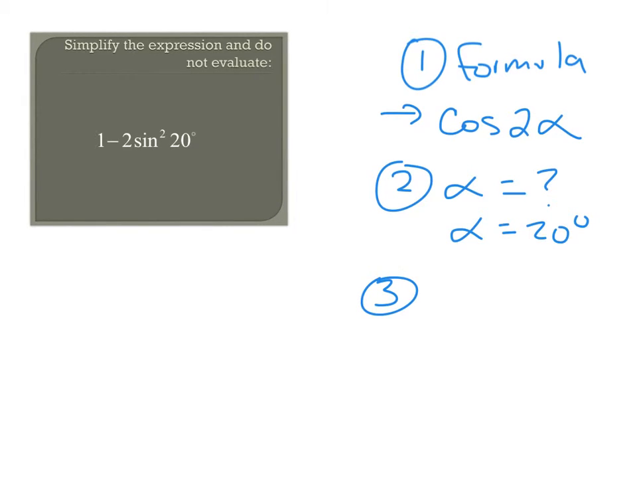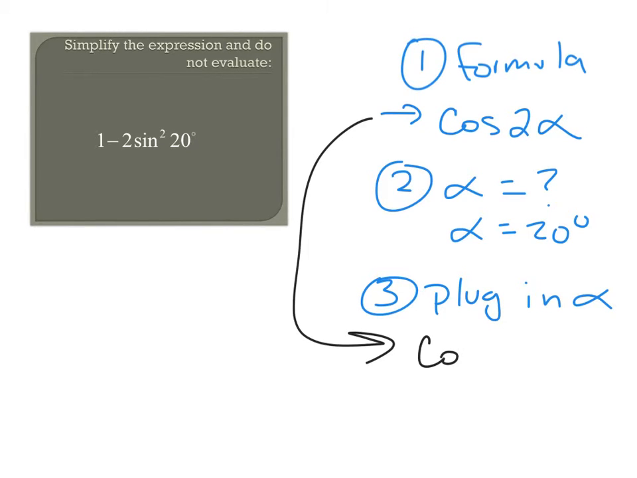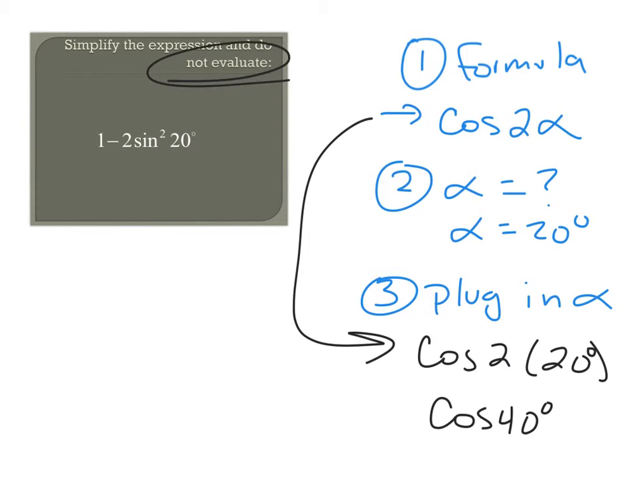Step 3: plug in theta, or alpha. So cosine of 2 times alpha, which is 20 degrees, and so this is cosine of 40 degrees. It says do not evaluate in the problem, and I can't evaluate it without a calculator, and that's our guide that says, okay, I'm done, that's my final answer. This is just a basic manipulation of going from one part of the formula to the other. So we're going forwards and backwards, like the same stuff we've been working with.